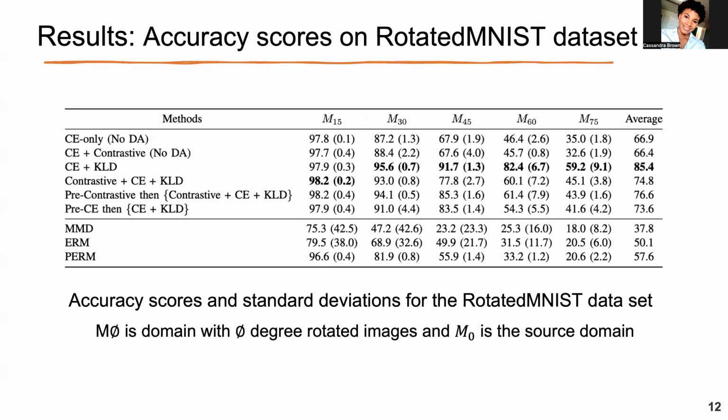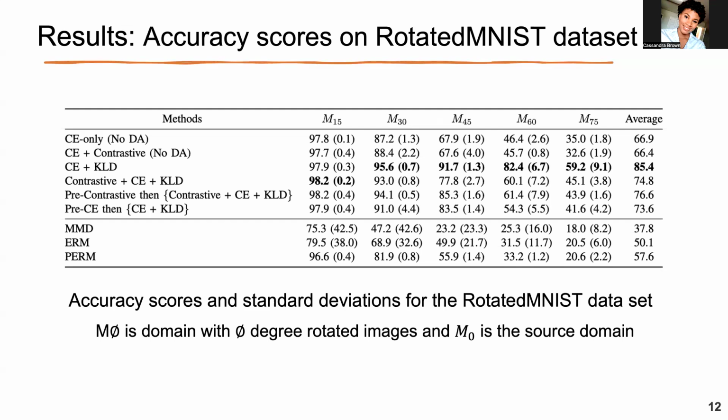And next, we have the result on the rotated MNIST dataset. Here we can see again the baseline methods that do not have domain adaptation, even though they show good results on low rotation, for example, 15-degree rotation and 30-degree rotation. When the rotation is more than or equal to 45, they do not show as good a result as the other, domain adaptation methods. And we can see that with contrastive and CE and KLD, when we have 45 or more than 45-degree rotation, it shows better results than the baseline methods that do not have domain adaptation.